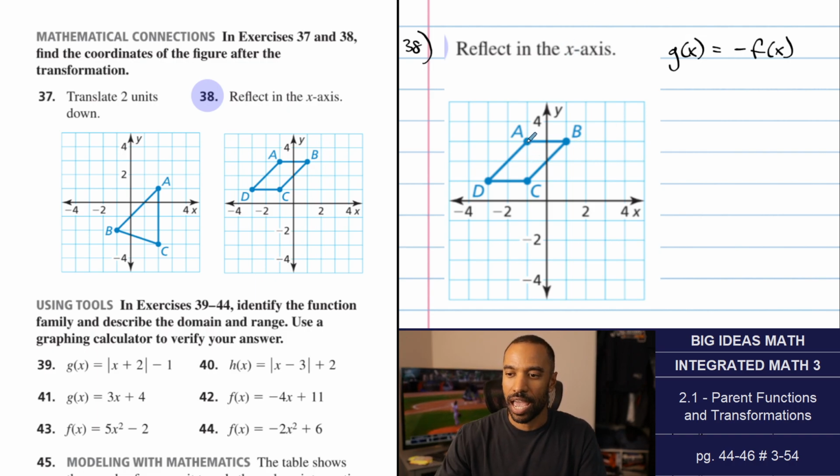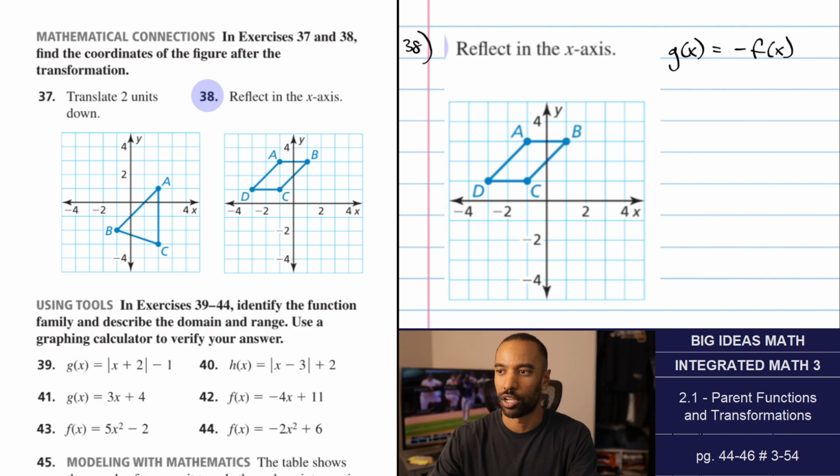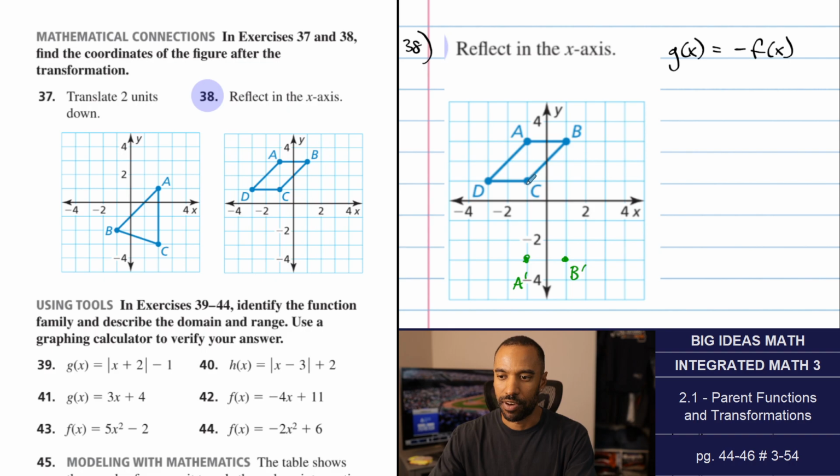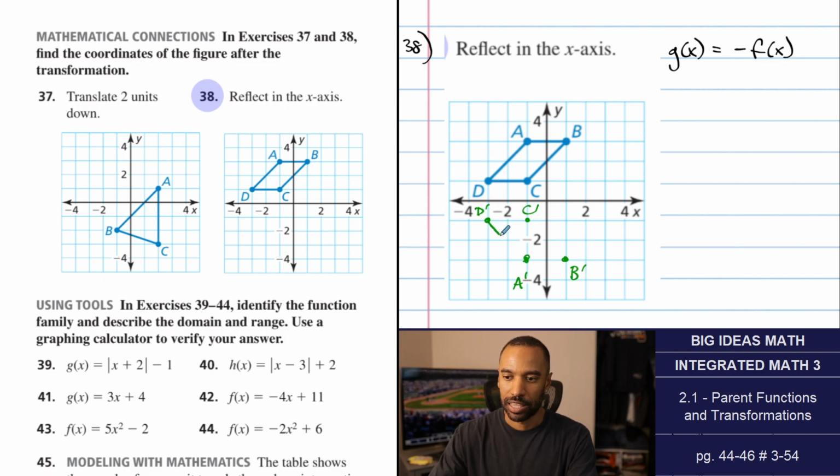So what was A before, reflecting in the x-axis from -1, 3 to -1, -3. Here's A prime, let's make it green. To -1, -3. B was at 1, 3, now it's at 1, -3 for B prime. C prime, instead of -1, 1 is -1, -1. And D prime is, instead of -3, 1, it's -3, -1. So like that. Connect these dots here.